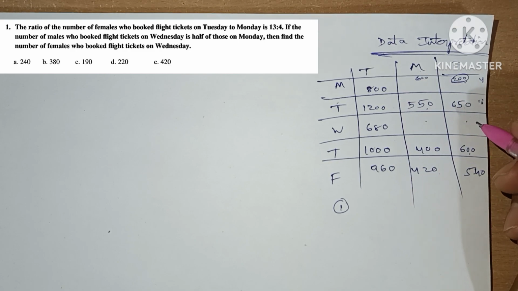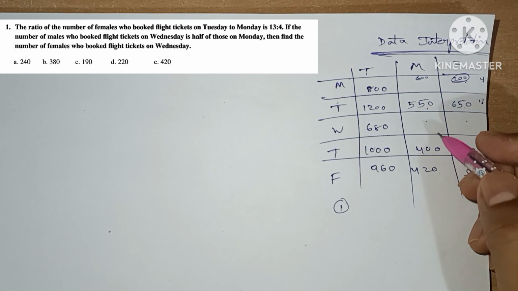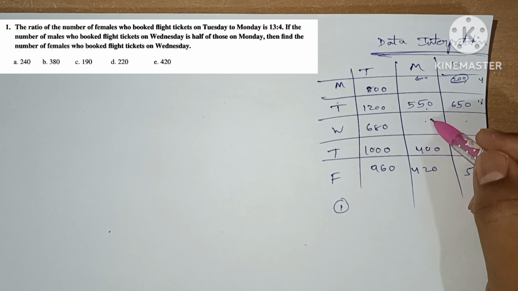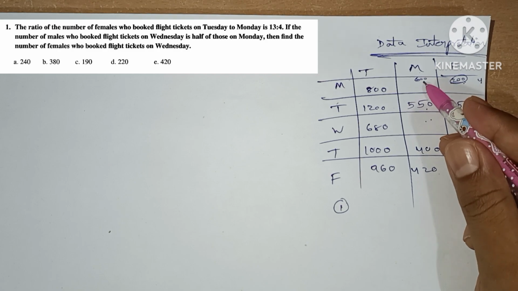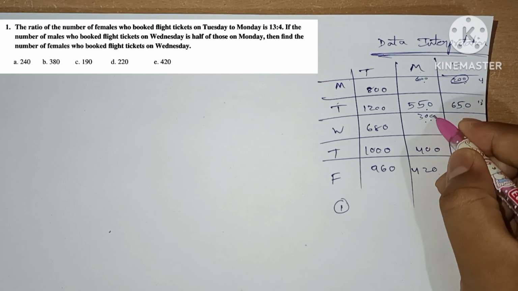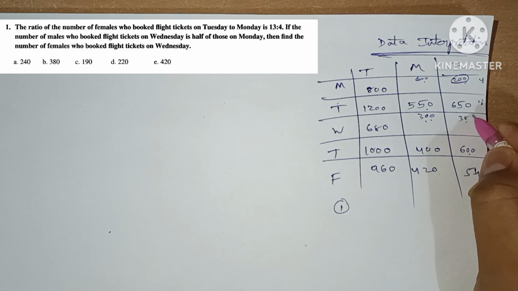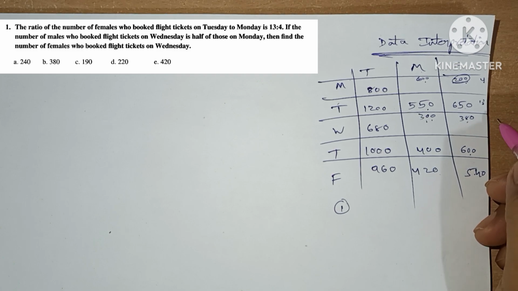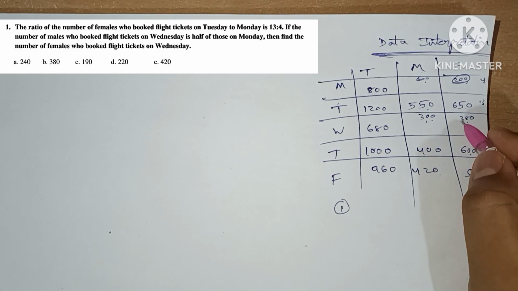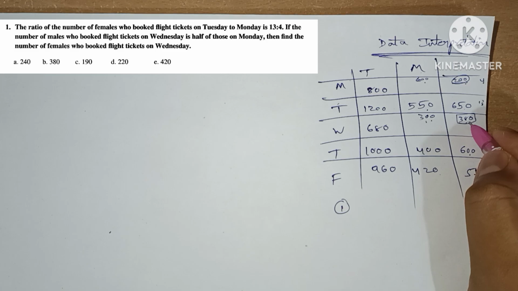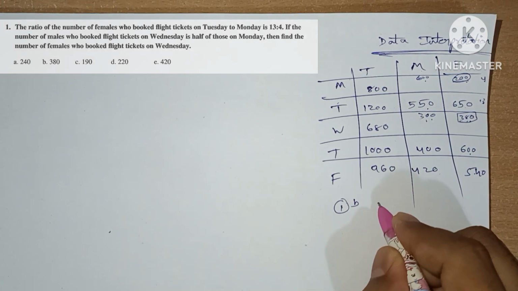Let's see the remaining statements given in the question. If the number of males who booked flight tickets on Wednesday is half of those on Monday, saying that this value is half of this one, so the value for this one will be 300. 300 means it will be 380. The question asked is find the number of females who booked the flight tickets on Wednesday, talking about this one, which is 380. So the answer will be 380. Option B is the answer for the first question.